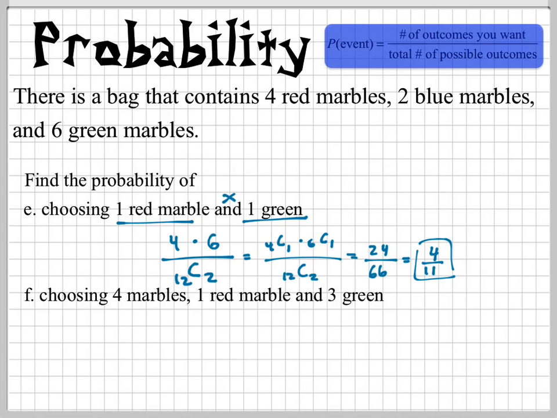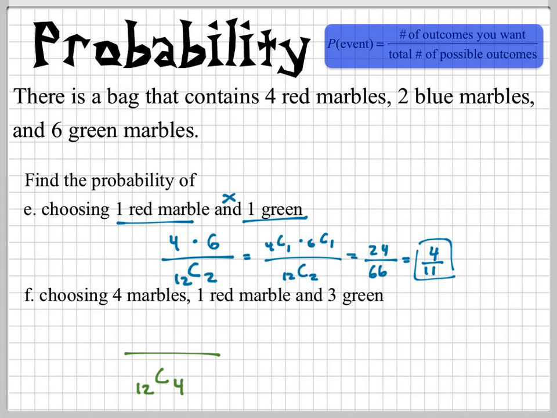Sorry, guys. Okay, so we get started with our fraction bar. We put the total number on the bottom, total number possible. How many are we choosing total? We're choosing 4. So how many different ways can we choose 4 marbles? Well, the total amount of choices is 12. We're making 4 choices.